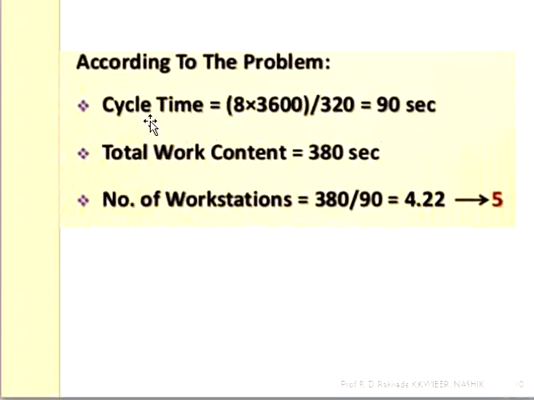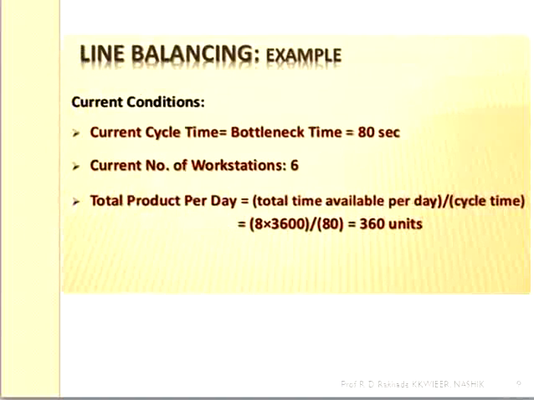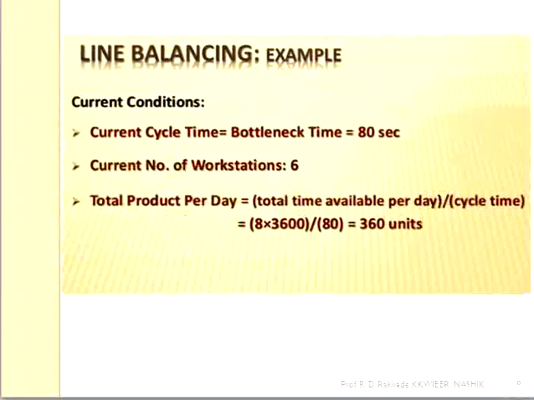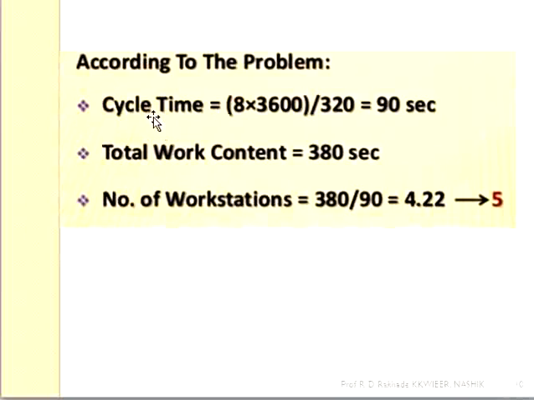Then the maximum cycle time is 90 seconds for each workstation. The total work content is 380 seconds, the summation of all these tasks is 380. So we have cycle time 90 and total work content 380. We can calculate the number of workstations required, that is 4.22 only, and if you round up, a maximum of 5 workstations are needed in the second case.